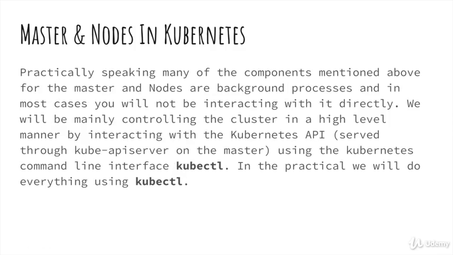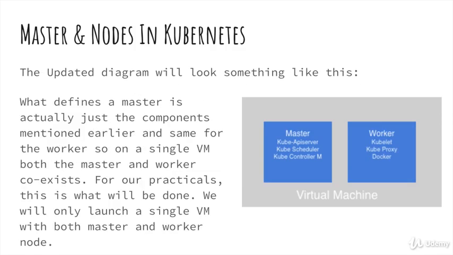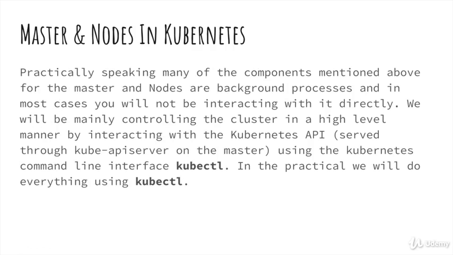Practically speaking, many of the components mentioned above for the master and nodes, for example, the Kube API server, the Kube scheduler, Kube controller, so on and so forth, are background processes, and in most cases, you will not be interacting with them directly. We'll be mainly controlling the cluster in a high-level manner by interacting with the Kubernetes API, which is served through the Kube API server on the master. Using the Kubernetes command line interface kubectl, in the practical, we'll do everything using kubectl, and you'll get hands-on experience using this command line tool.